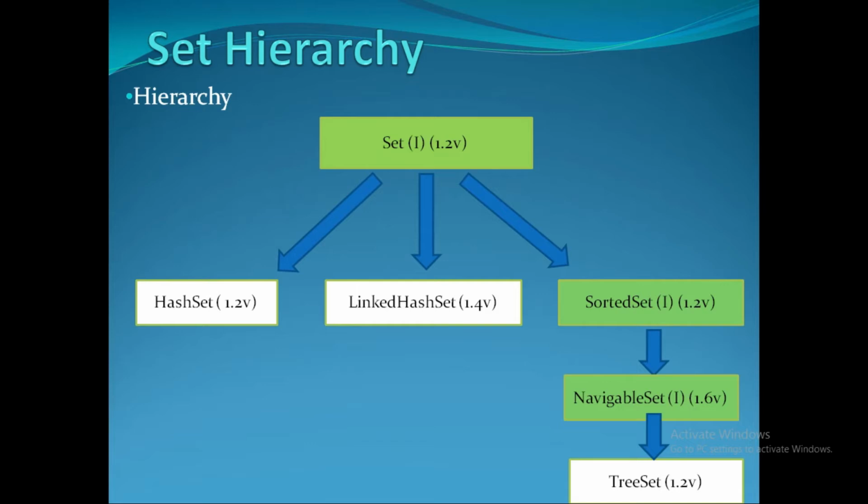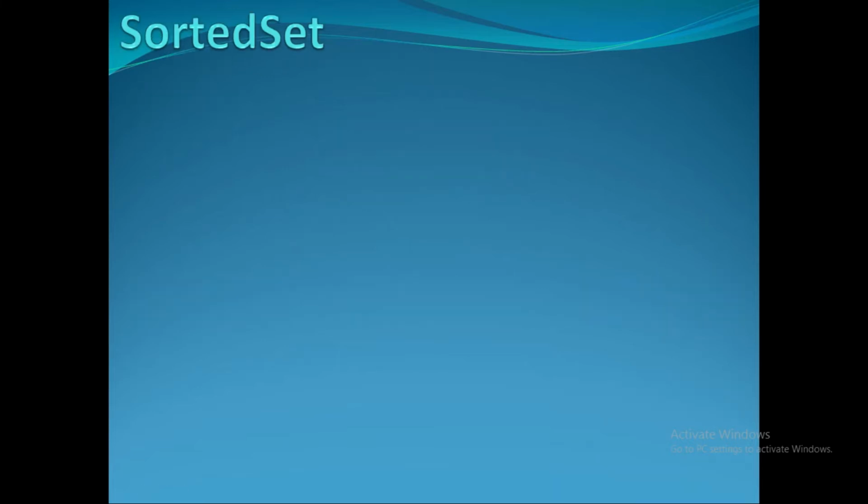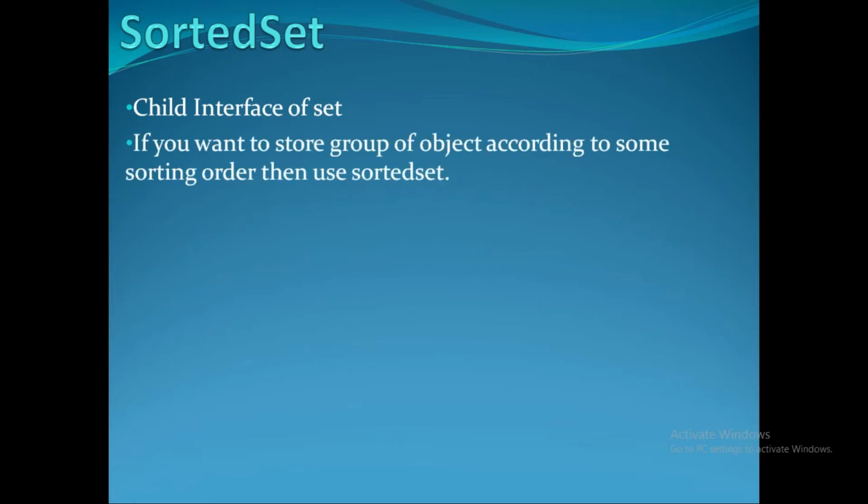In this video we are going to focus on the child interface of the set, that is sorted set. So when should we go for the sorted set, and what features are available with it? The first one is that it is the child interface of the set. Now when should we go for the sorted set? If you want to store a group of objects according to some sorting order, then we should go for the sorted set.